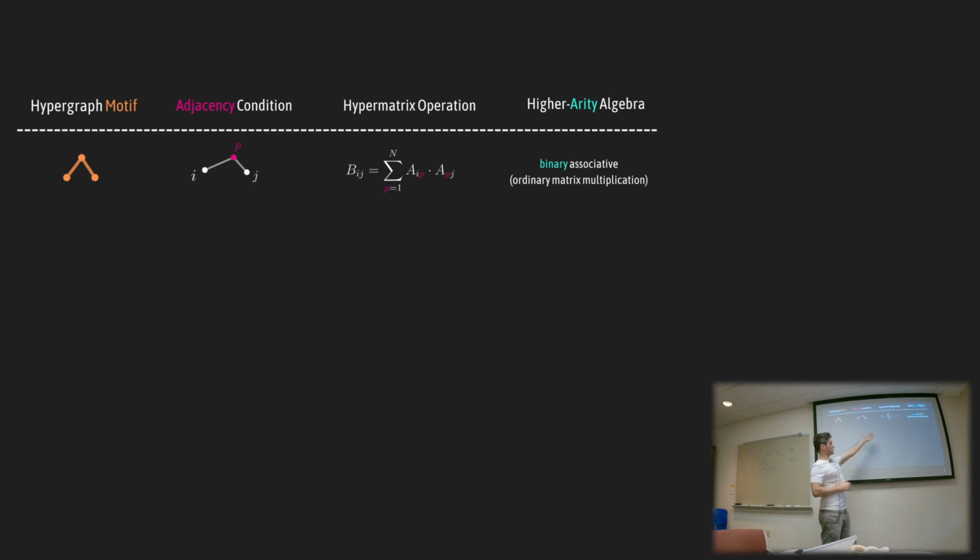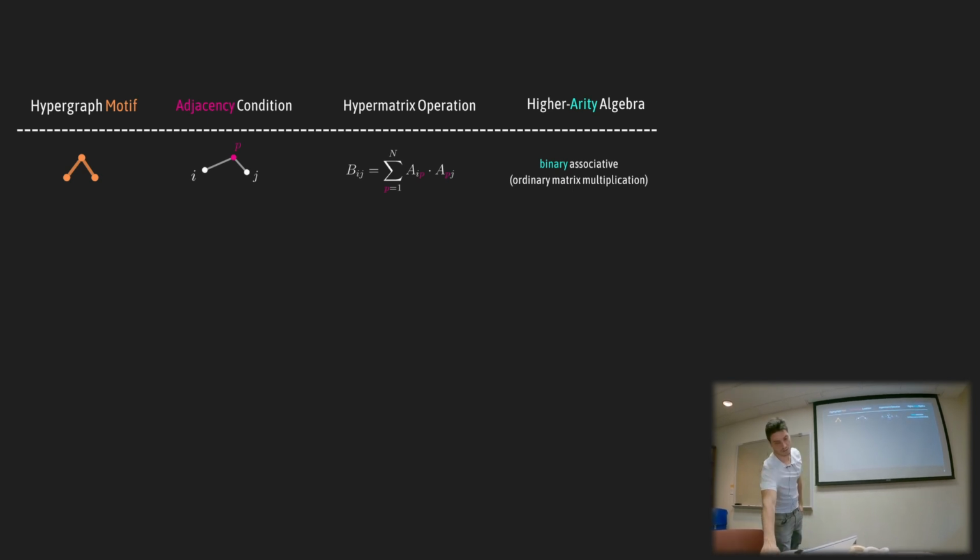The operation that naturally is defined from this pattern is usual matrix multiplication. And the algebra that I get out, for those of you who like fancier mathematical terminology, is a binary associative algebra, which is the standard matrix multiplication that we all know. But now, even if you don't know any mathematics, you know that a motif is something very specific. So you can just choose other motifs.